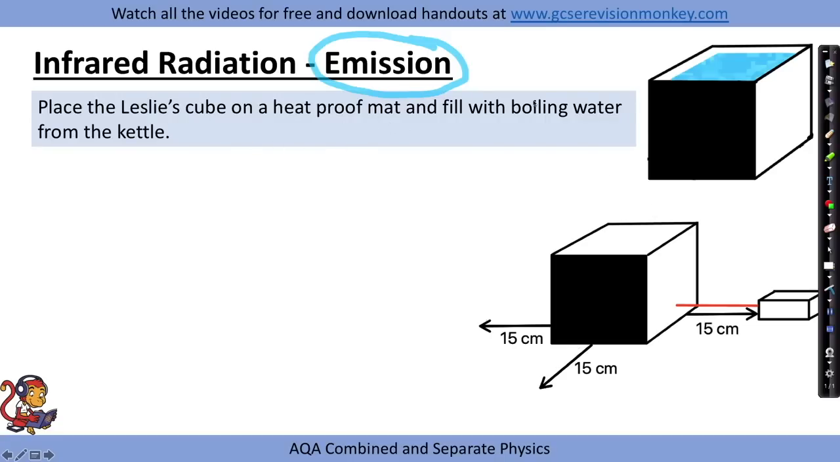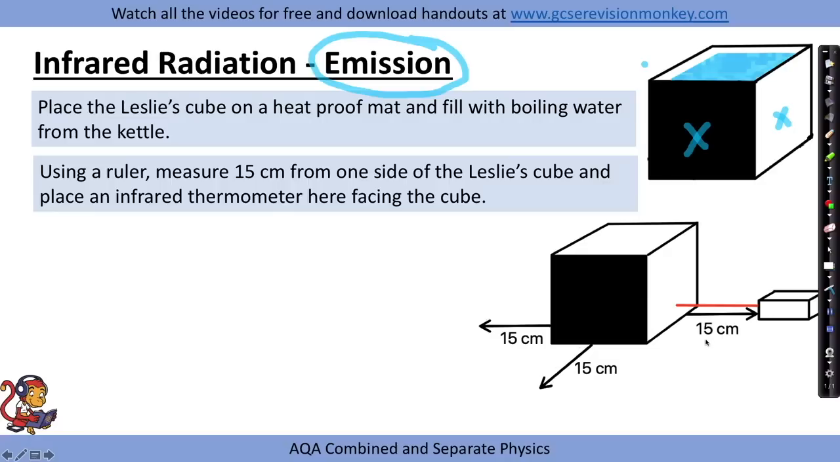Now the Leslie's cube is just a metal cube with different coloured surfaces on the vertical sides. So for example, you could have a white surface like this, you could have a matte black surface, a shiny black surface, and a silver surface, for example.